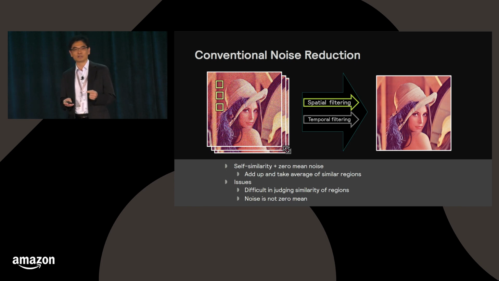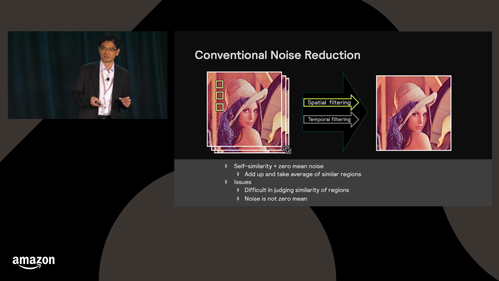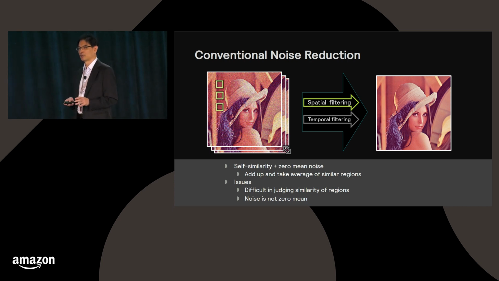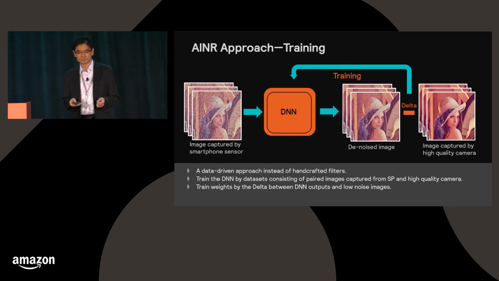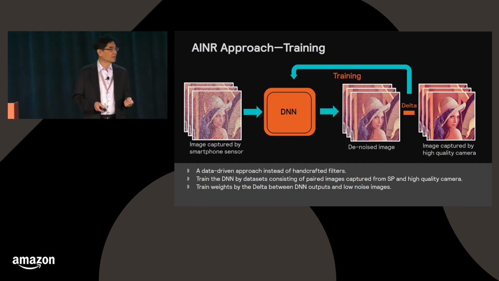However, there are two issues with this approach. First, it's difficult to judge the similarity of regions by hand-coded rules. And second, generally, the noise of a sensor is not random white noise, and the mean is not 0. So this limited the performance of the traditional approach. Instead, the AI approach is data-driven.